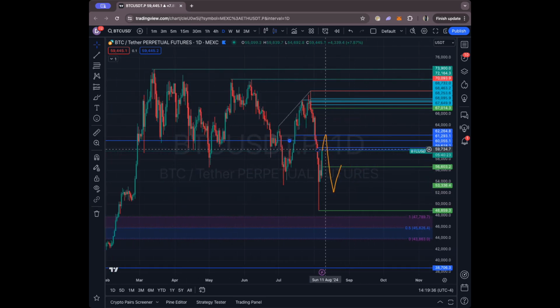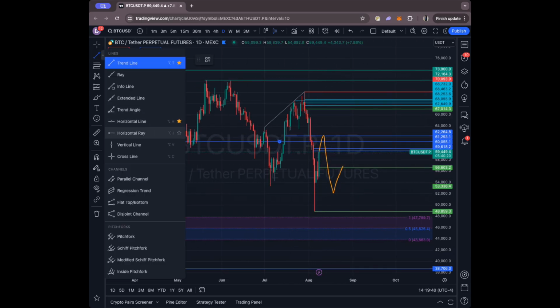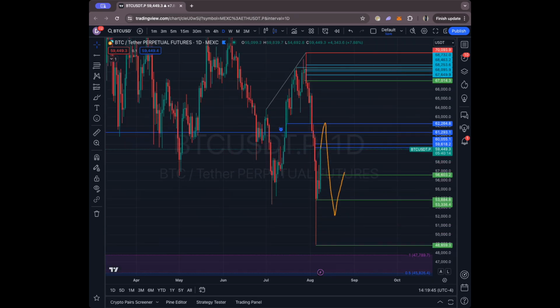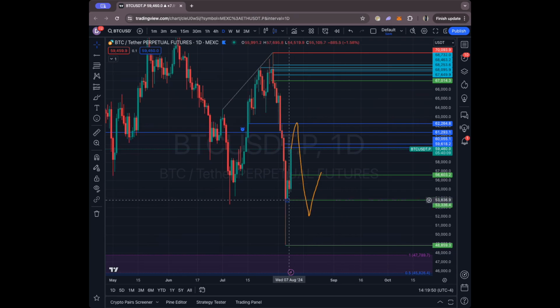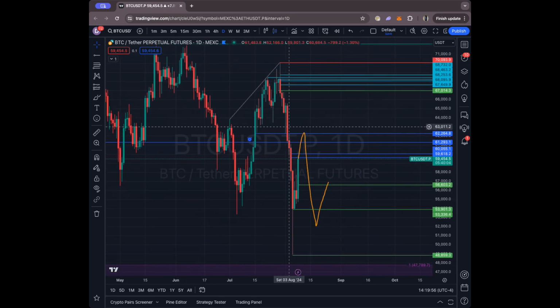So for this one, I'm just looking for the short here, at least until range low. I actually don't have this marked out because I wasn't going to take a short on Bitcoin. I was going to take a short on Ethereum, because it is slightly weaker. And I'll get to that in a second as to why I see that.